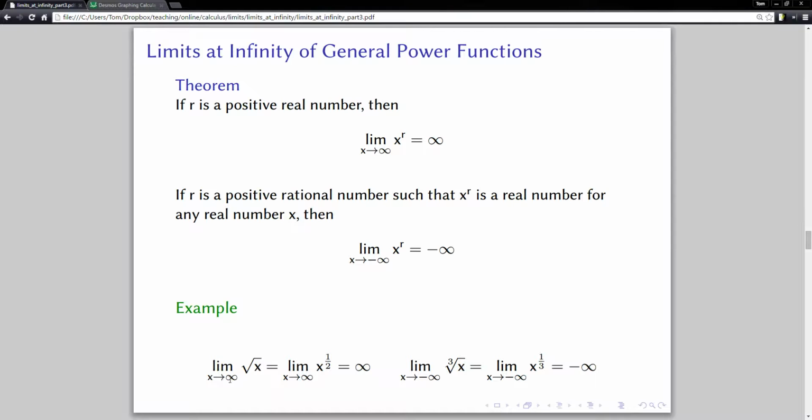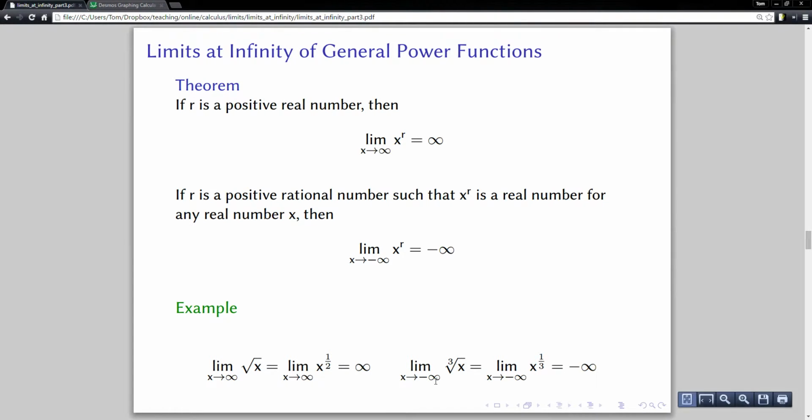If I had the limit as x goes to infinity of the square root of x, right? The square root of x can be rewritten as x to the 1/2 power. Any of these radicals can be represented as a fractional exponent. And so here we would be in this situation: the limit as x goes to infinity of x to the 1/2. 1/2 is a positive real number, so that limit would be infinity.